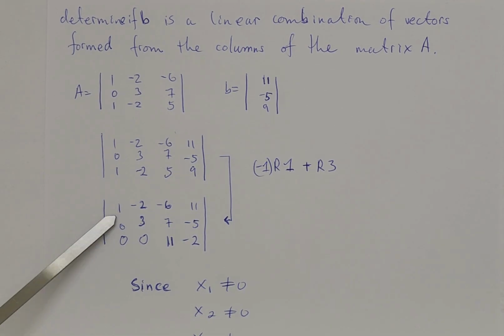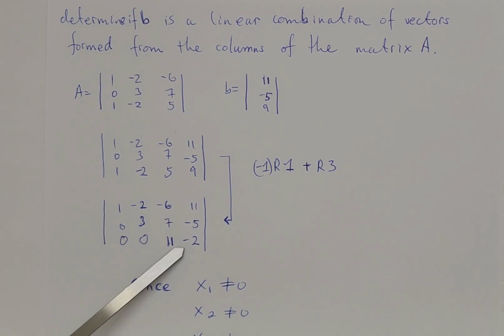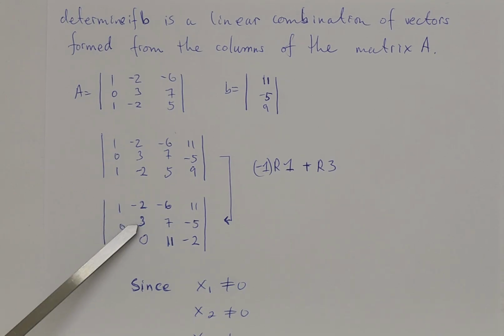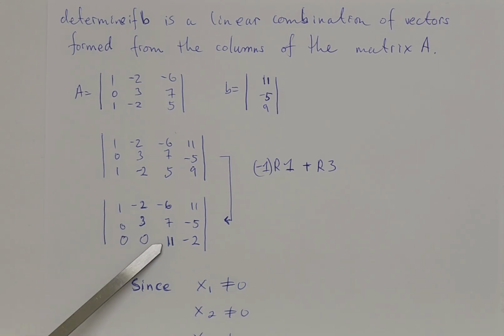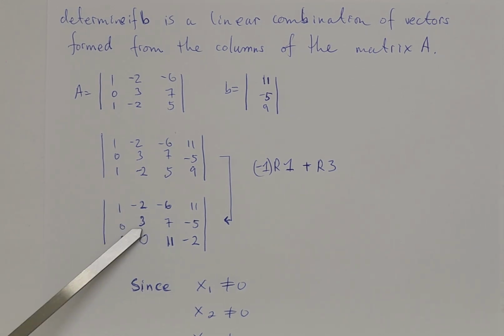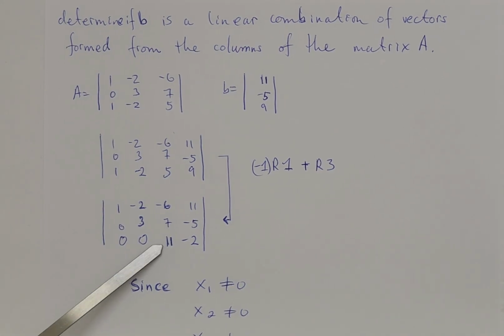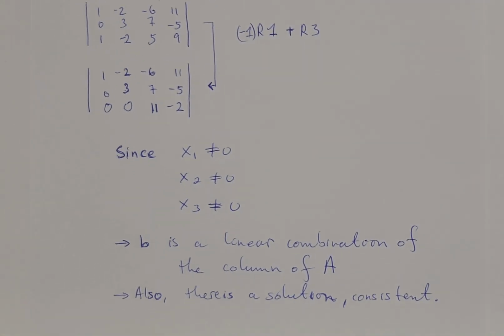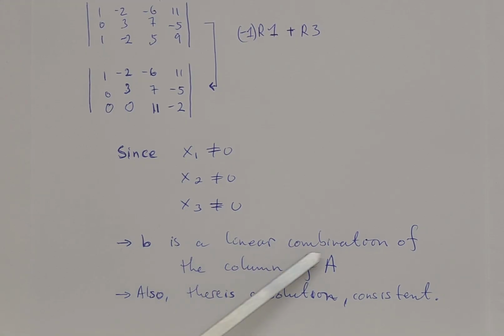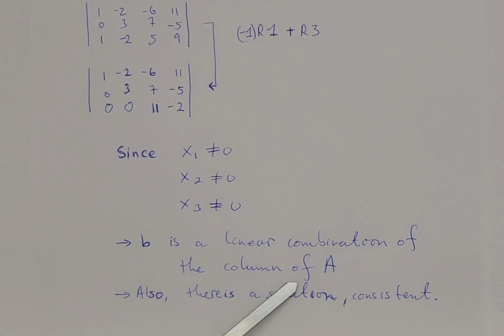And as you can see, this position and this position and this position, none of these are 0. One more time. This spot, and this spot. None of these three spots are 0. And since they are not 0, then B is a linear combination of the column of A. Also, there is a solution and consistent.